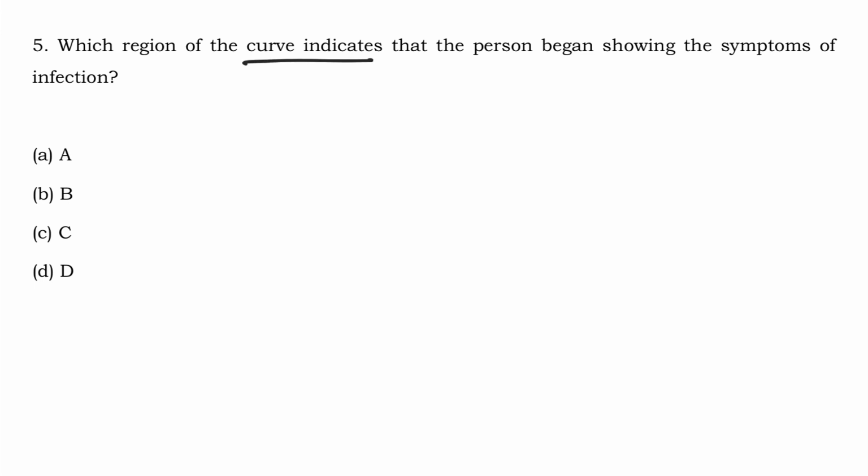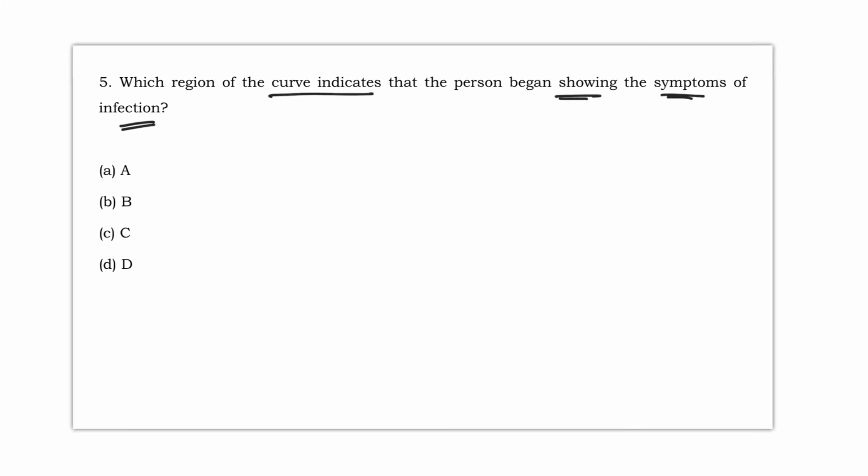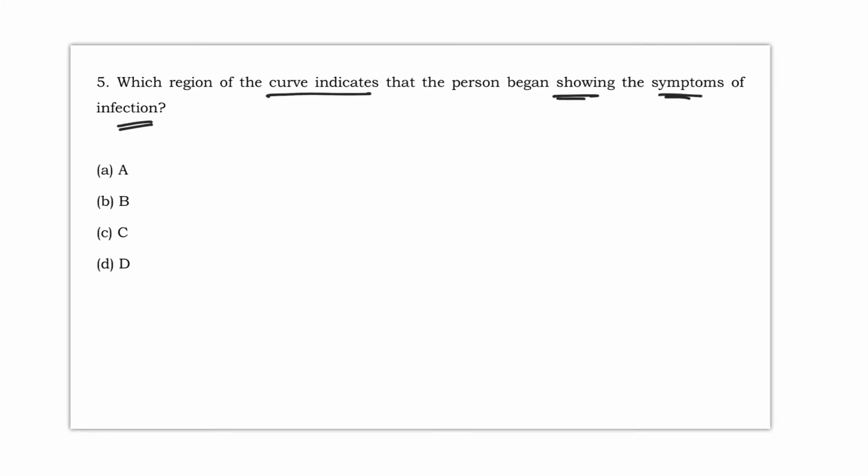Which region of the curve indicates that the person began showing the symptoms of infection here? Symptoms of infection means the incubation phase, then next he'll be showing the symptoms here, my dear friends. So the option will be option B here. In the next phase he'll be showing the indications that he has developed these symptoms here.